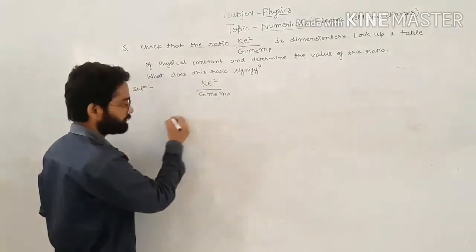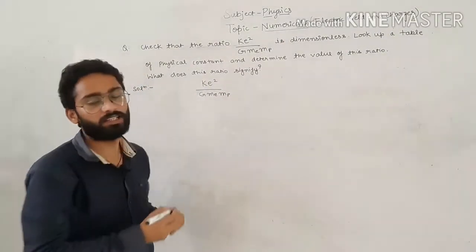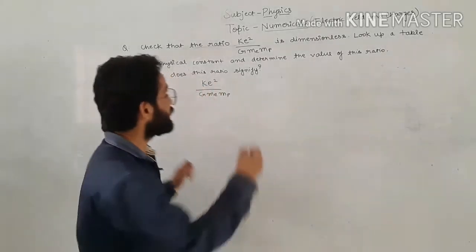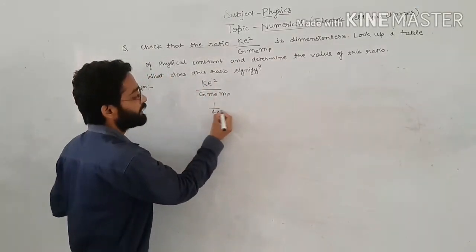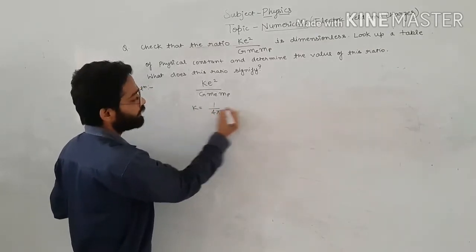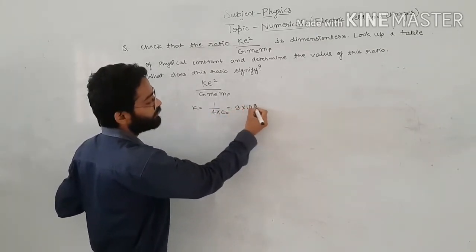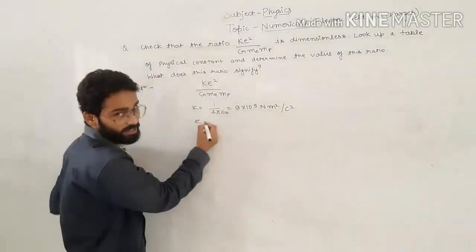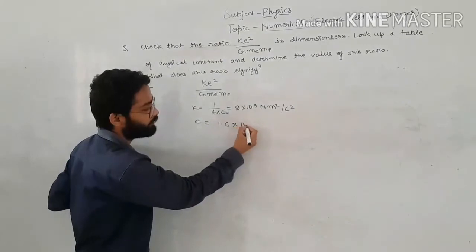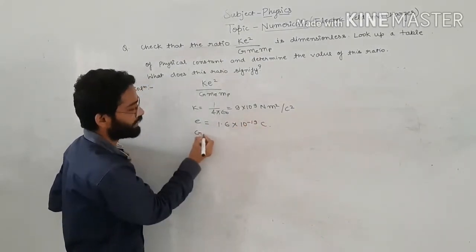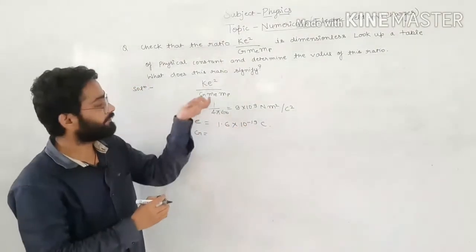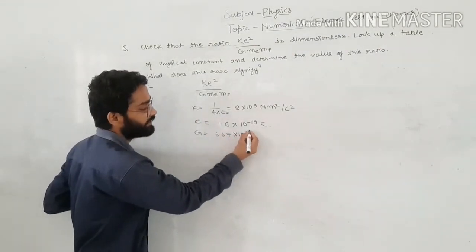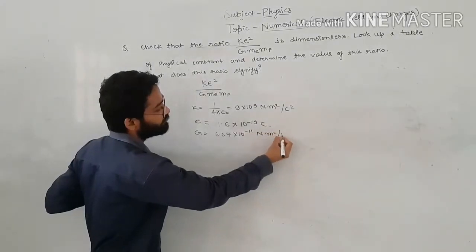Now what is the value of K? K is 9 into 10 to the power 9, because K is 1 upon 4 pi epsilon naught, and its value is 9 into 10 power 9 Newton meter square per coulomb square. The value of e is 1.6 into 10 power minus 19 coulomb, and capital G is the universal gravitational constant, whose value is 6.67 into 10 power minus 11 Newton meter square per kilogram square.